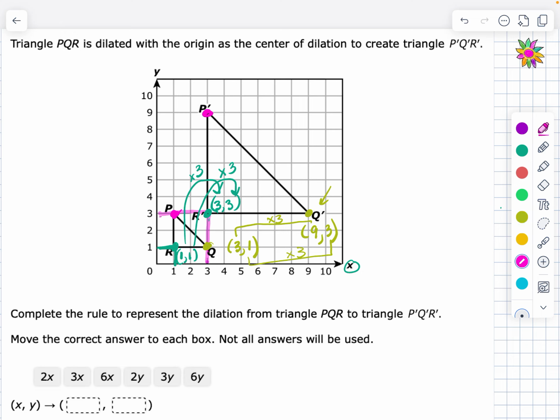So now we know the scale factor is 3. So our X is going to be 3X and our Y is going to be 3Y. And you're just going to drag these into these boxes if you're using this kind of test.